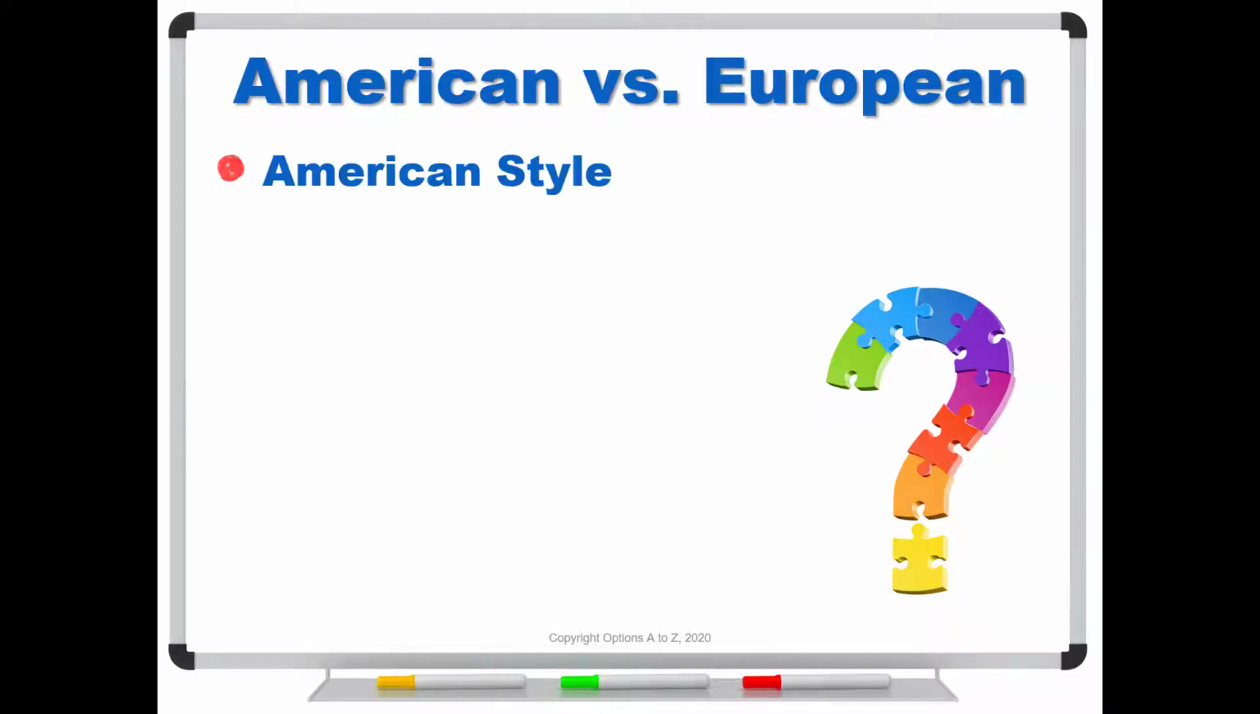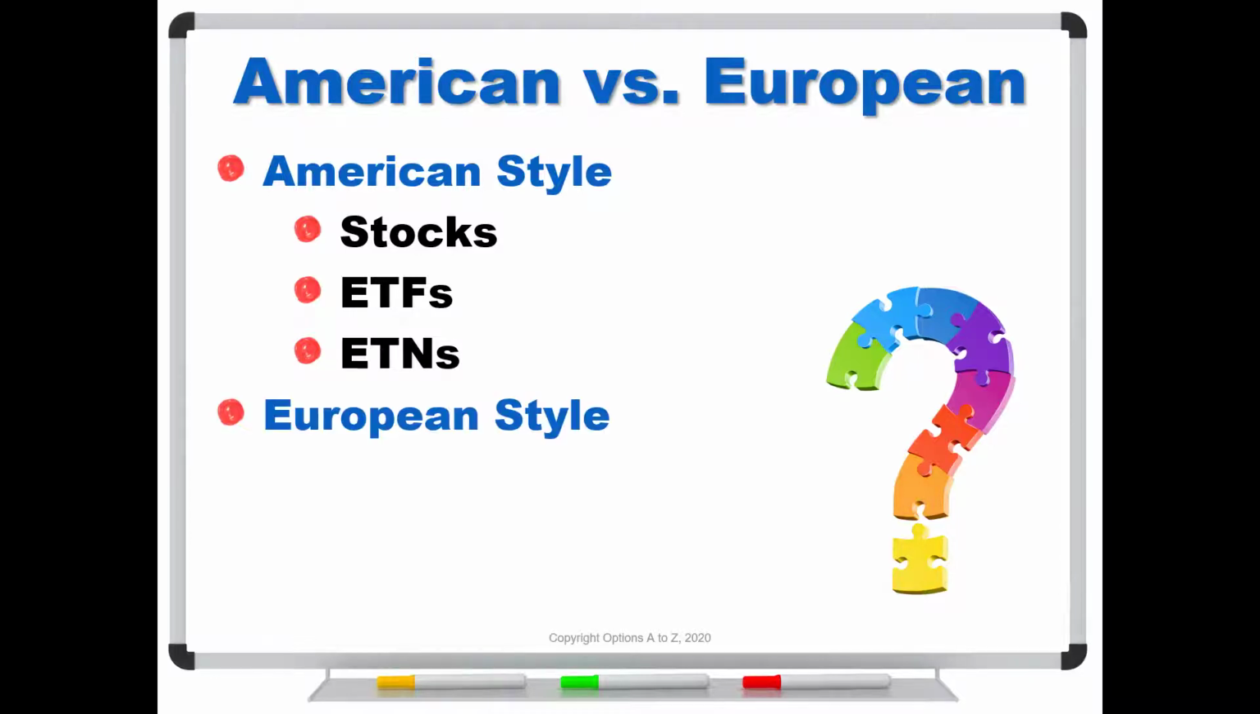So these two terms are going to fall into two categories. Basically, for your American style, you're going to see stocks, ETFs, exchange-traded funds, and ETNs, exchange-traded notes. Those will all be American style. So if you're trading Microsoft and Google and Apple, those options are always going to be American style. But the European style is going to apply to most indexes. Not all, but most.